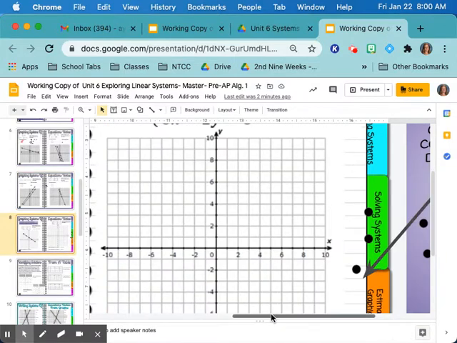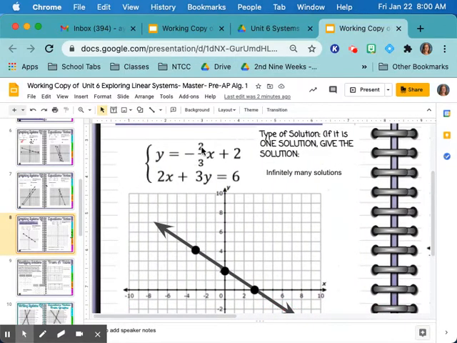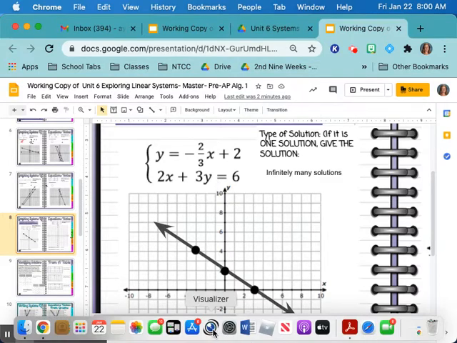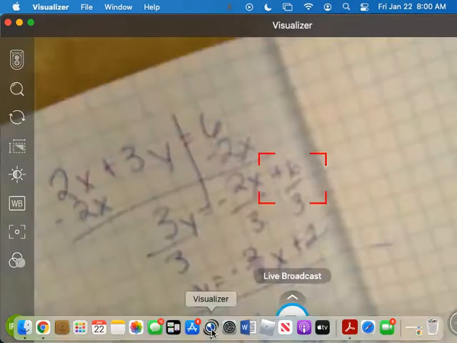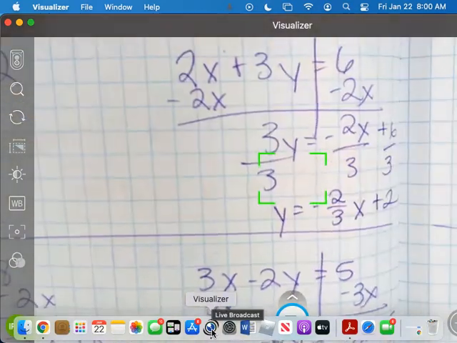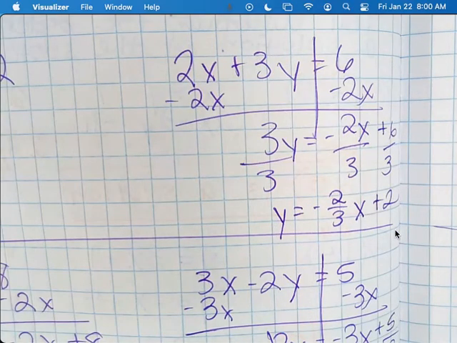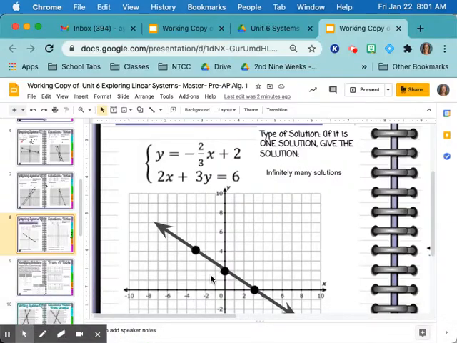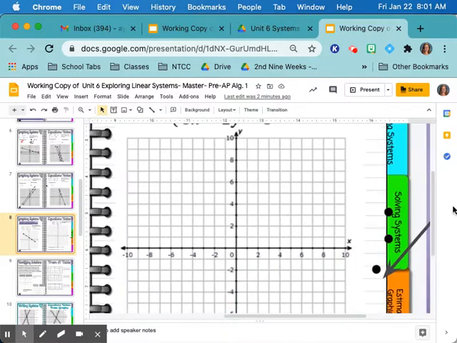Okay, let's go to slide 8. The y equals negative 2/3 x plus 2, and then 2x plus 3y equals 6. Whenever we solve that out, it comes out to the same exact equation, negative 2/3x plus 2. And I can show you that on my composition book. So I solved it out, and I got the same exact equation. Okay, so that's infinitely many. So I went ahead and graphed it. It's infinitely many. Okay, let's look at the next one.